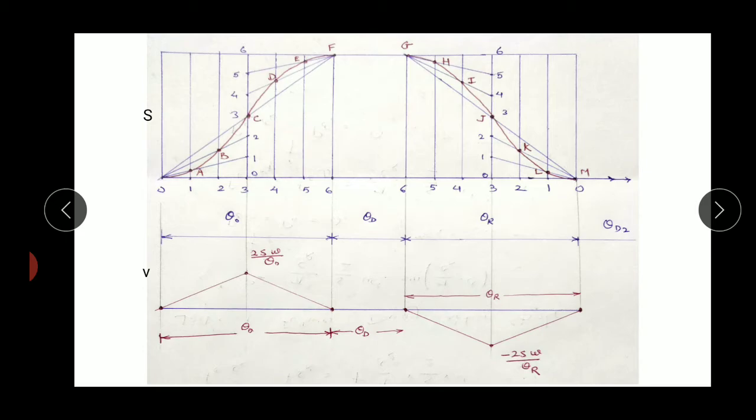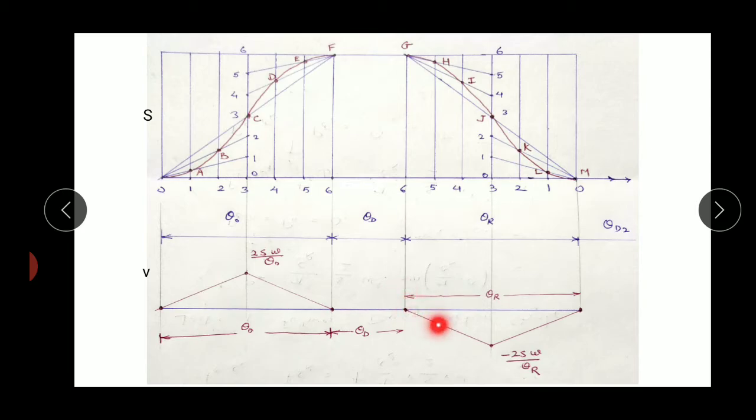Similarly during the return part, as it is constant acceleration and retardation motion, again we have to represent it by a straight inclined line. From the start of the return stroke, velocity is 0. At the middle of the return stroke, the velocity is there, but its direction is reversed. That's why we are showing it as negative, so we have to plot it in downward direction.